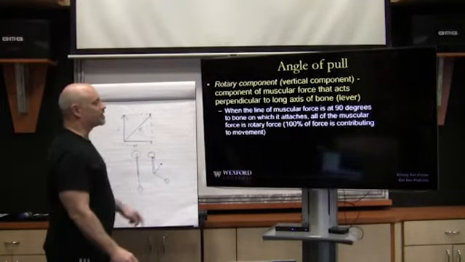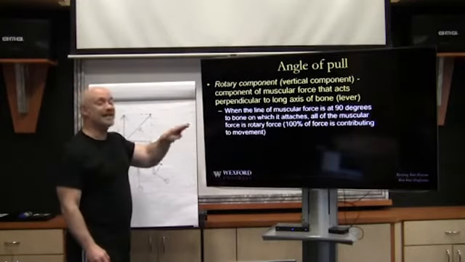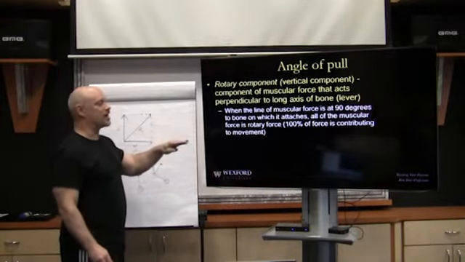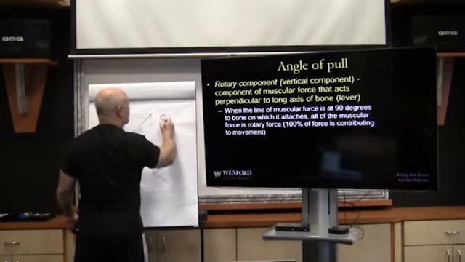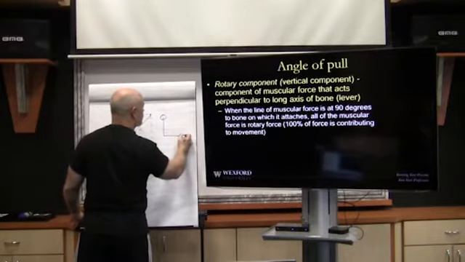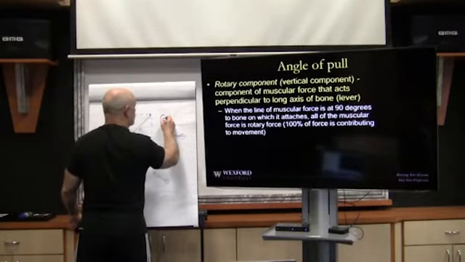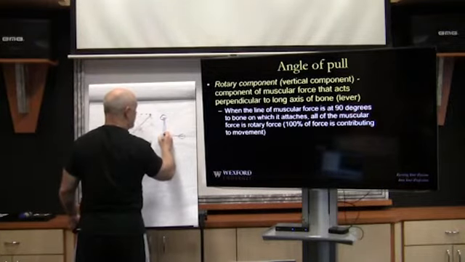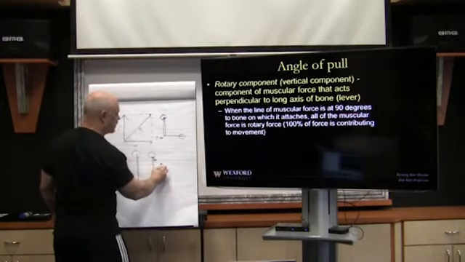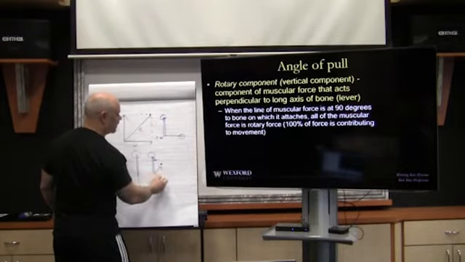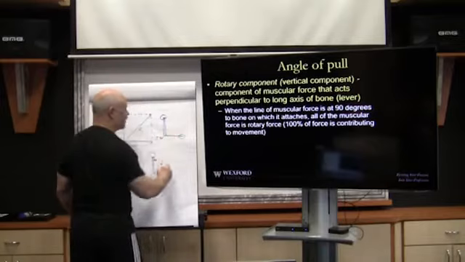When the line of muscular force is at 90 degrees to the bone to which it attaches, all the force is rotary force. So if we look over here, when that muscle is pulling and the angle of the joint is approximately 90 degrees, remember, here's the muscle force, here's the rotary component, and it's at 90 degrees perpendicular to the lever that's moving. At this point, we have 90 degrees.